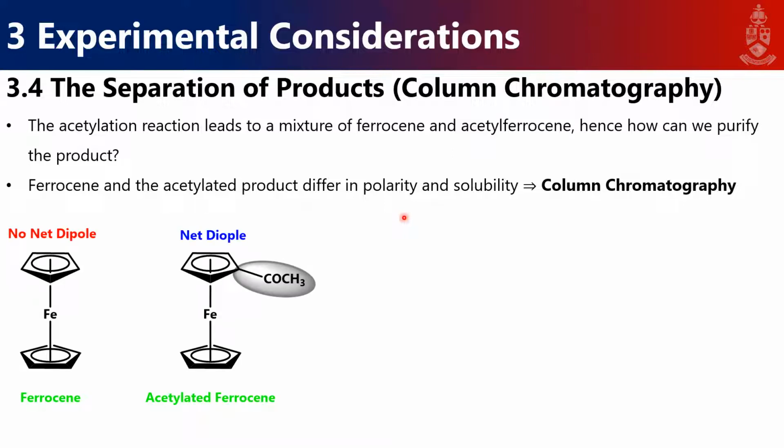Ferrocene has no net dipole. As you can see, there's no group attached anywhere that produces any dipole on it. Acetylated ferrocene has a dipole because of this acetyl group. In other words, it has some sort of dipole moment pointing towards that.